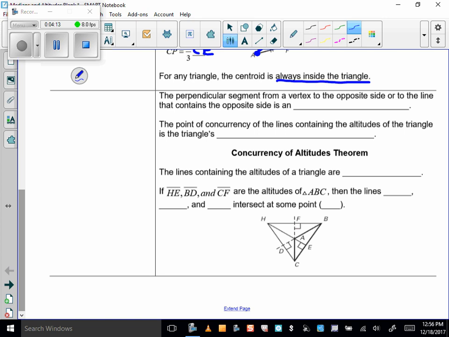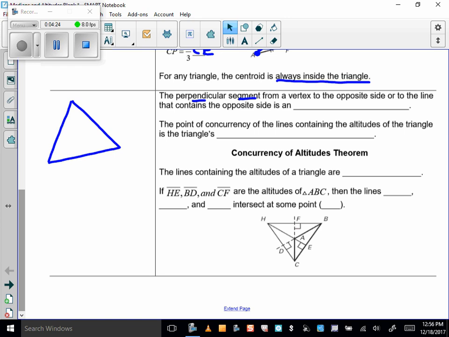The perpendicular segment from a vertex to the opposite side. So let's look here. Perpendicular segment from a vertex to the opposite side. So I need a perpendicular here. That is called an altitude. And we've known that, right? We've known an altitude is the perpendicular. It's the height, right? It's the height of the triangle.